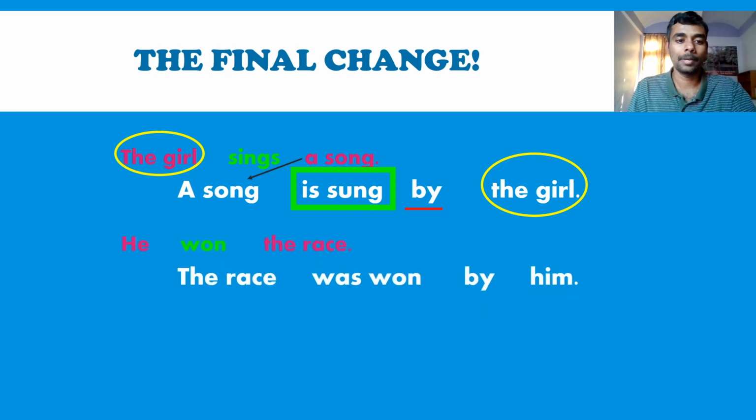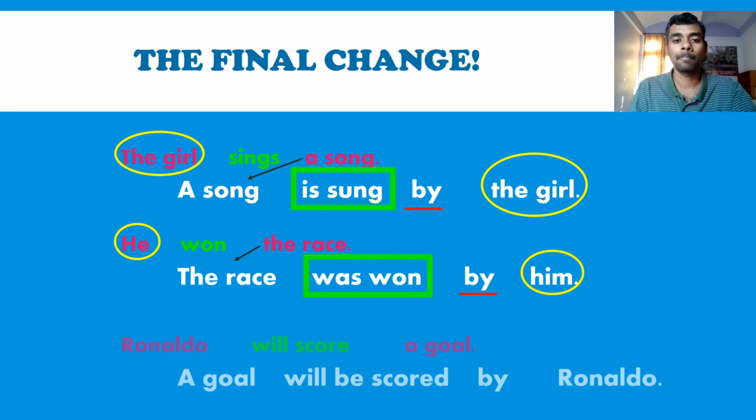Let's look at another one. He won the race. The race is the first change, the object becoming the subject. He becomes him. The pronoun he has changed to him in this case. Again the word by has come there. And won, which is simple past, has now become past perfect, was won. So the race was won by him.